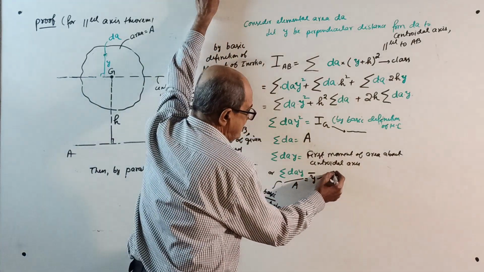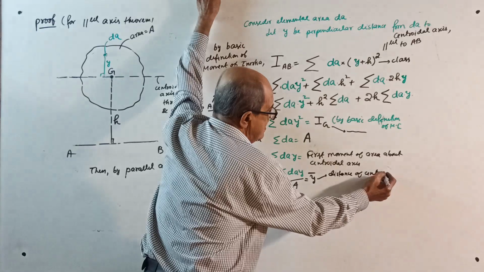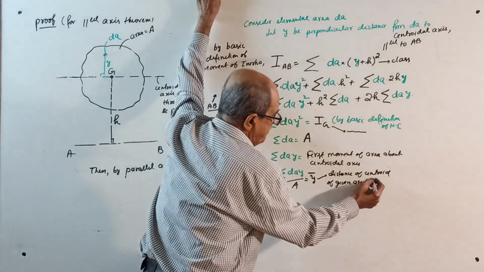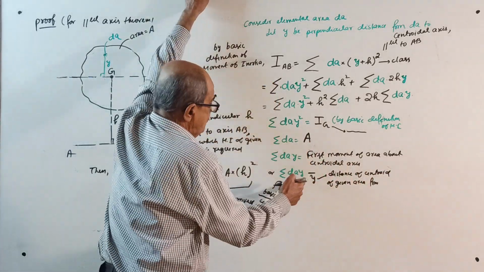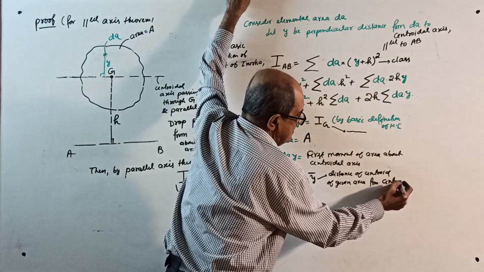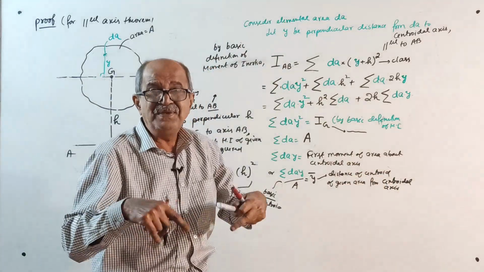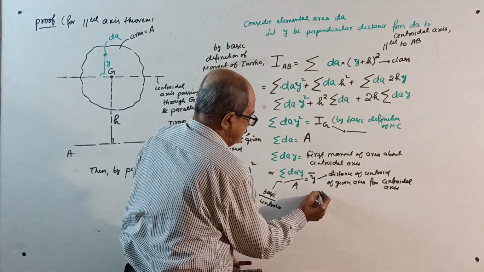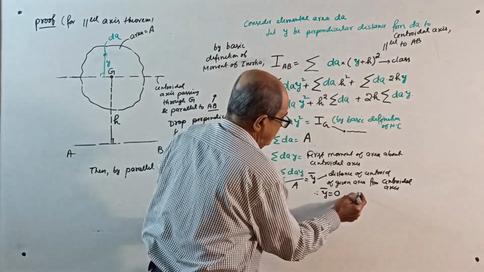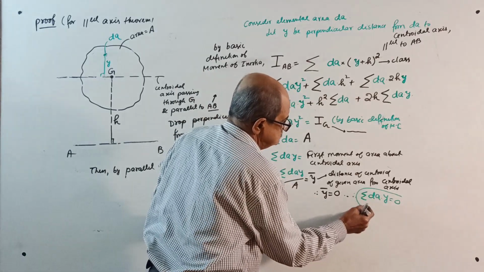Y bar is the distance of the centroid of the given area from where you consider y. We are considering y from the centroidal axis. So it is the distance of the centroid from the centroidal axis. Therefore, surely y bar equals 0. Area cannot be 0. Therefore, sigma dA into y equals 0.